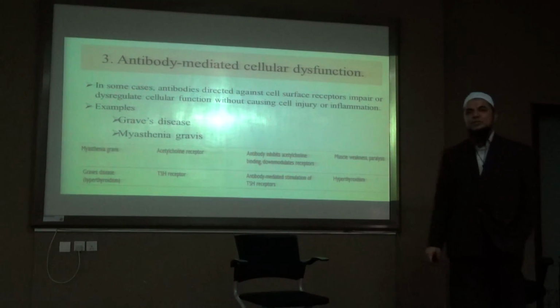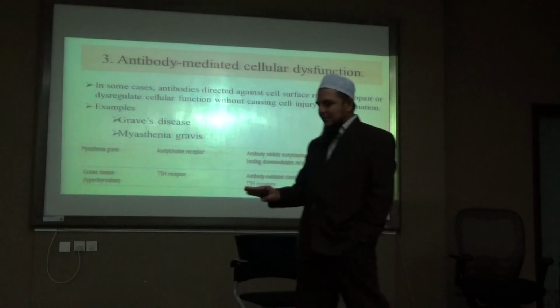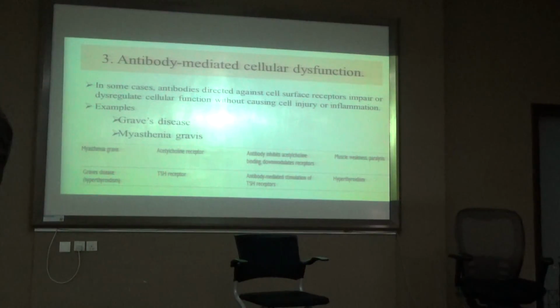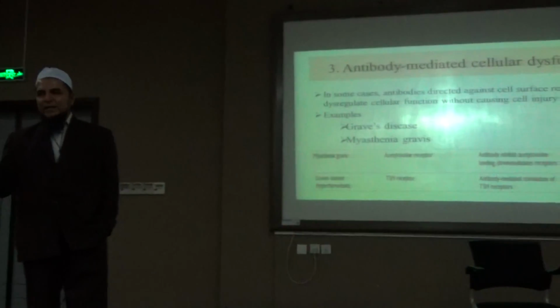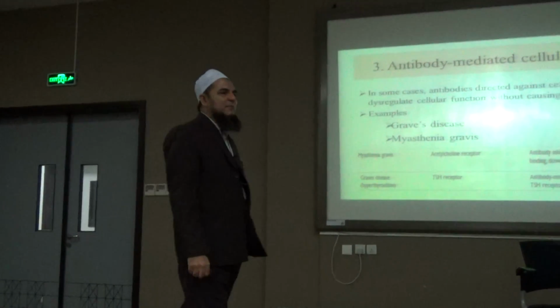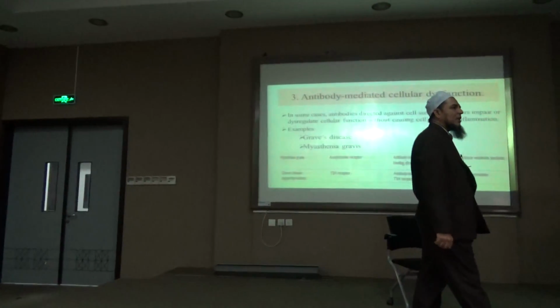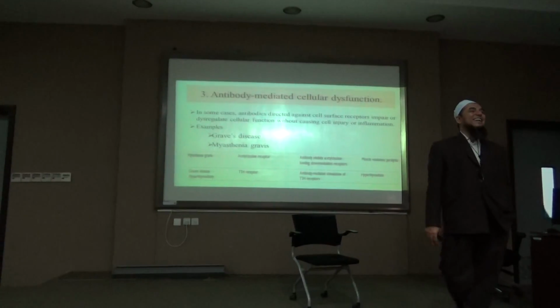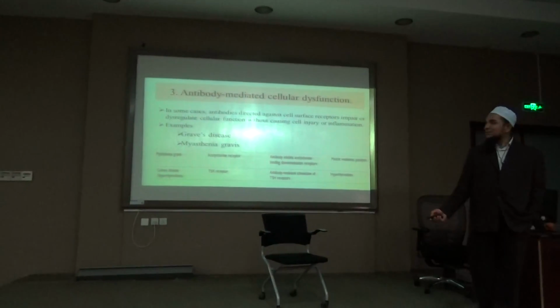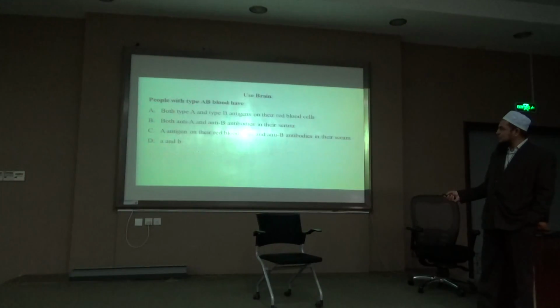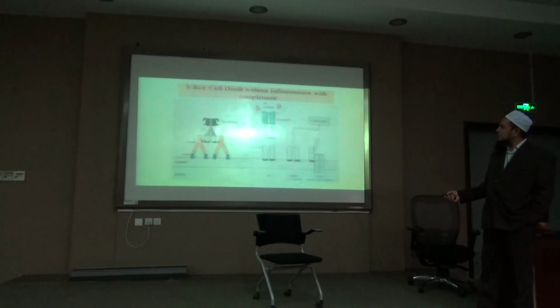We discussed three situations. Graves' disease: increased activity of the thyroid hormone. Myasthenia gravis: decreased activity of the acetylcholine. And pernicious anemia: decreased activity of the B12, because B12 cannot be absorbed. Why? Because antibodies are directed against the intrinsic factor. Clear, guys? So I hope this is the end.